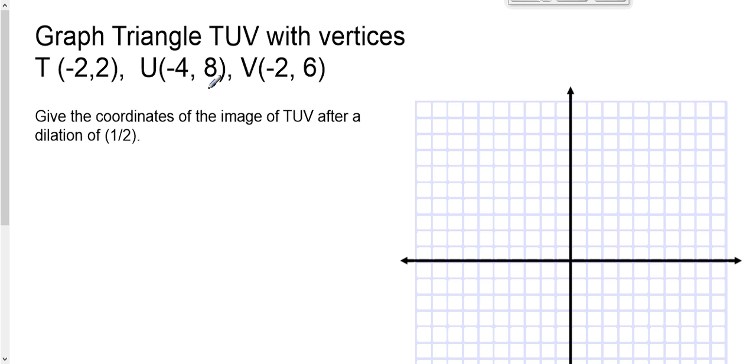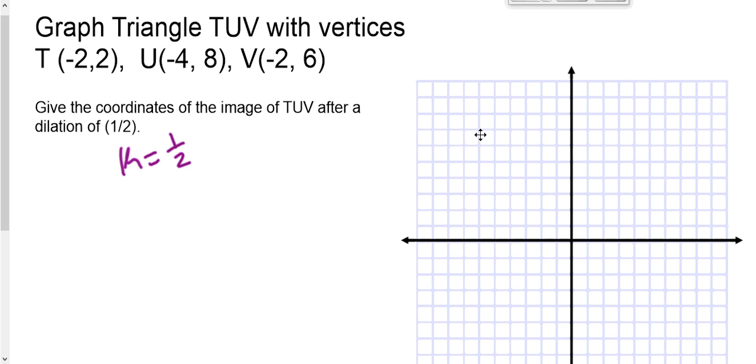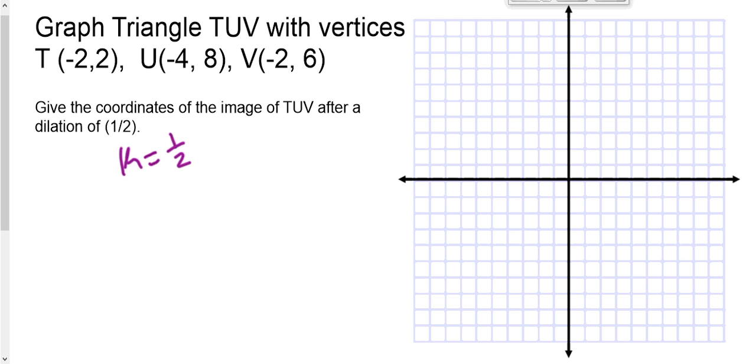We're going to try one more. This time with the dilation factor of 1/2. Meaning in this problem, our triangle is going to get smaller. So we'll go through, I'm going to plot the original points. Negative 2, 2. Negative 4, 8. Negative 2, 6. Here. Alright. So this one's V, U, and T.